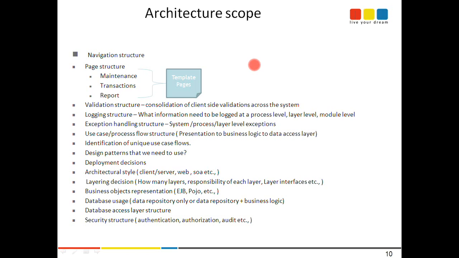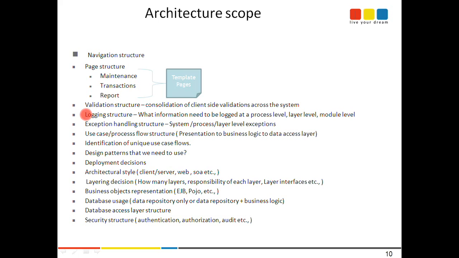The third thing is validations. What kinds of validations does your application have? You need to define a structure for it. What kind of client-side validations am I going to have? You need to provide a structure for that. That's the way the validation structure is again part of your architecture scope.